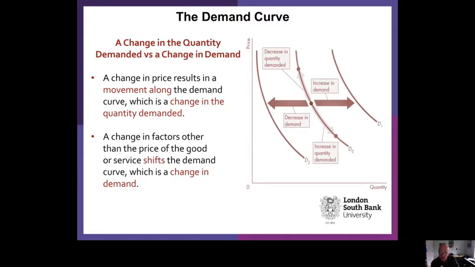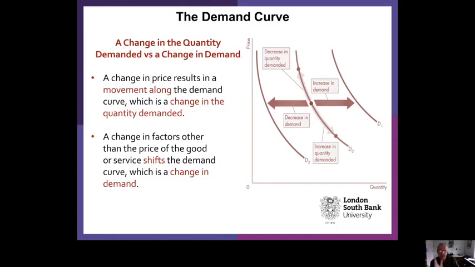Second bullet point, a change in factors other than the price of the good or service shifts the demand curve. And we'll call that a change in demand. So anything other than price that causes the demand curve to shift, we're going to refer to as a change in demand. Strictly speaking, a change in the price leads to a change in the quantity demanded, and a change in another factor leads to a change in demand. That is a good form of language to use. Some people are stricter about that than others. I will try to use that language.